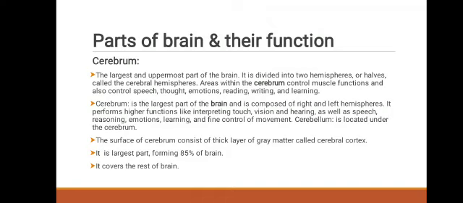It is located at the top of the brain. The surface of the cerebrum consists of a thick layer of grey matter called the cerebral cortex. It is the largest part, forming 85% of the total brain, and it covers the rest of the brain.